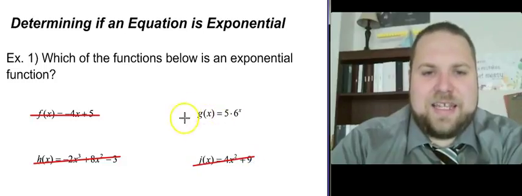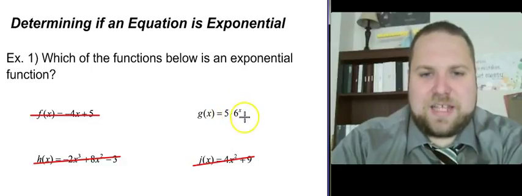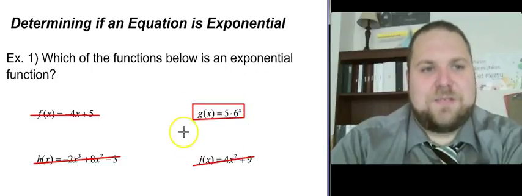And then finally, here we have g of x. We've got some number times some other number raised to the x power. That right there is what we're looking for. And we can say that this one is indeed our exponential function. That's the one we're looking for.